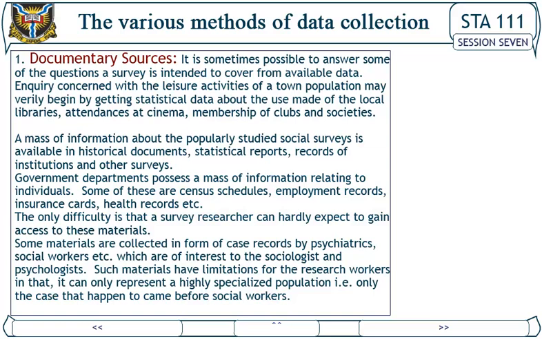A mass of information about the popularly studied social surveys is available in historical documents, statistical reports, records of institutions, and other surveys. Government departments possess a mass of information relating to individuals. Some of these are census schedules, employment records, insurance cards, health records, etc. The only difficulty is that a survey researcher can hardly expect to gain access to these materials.